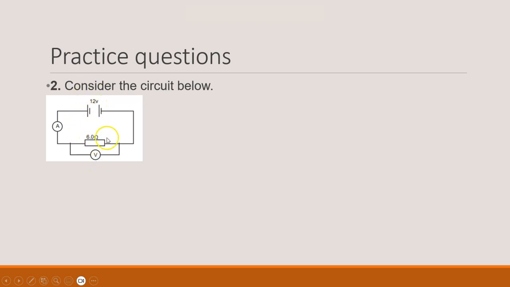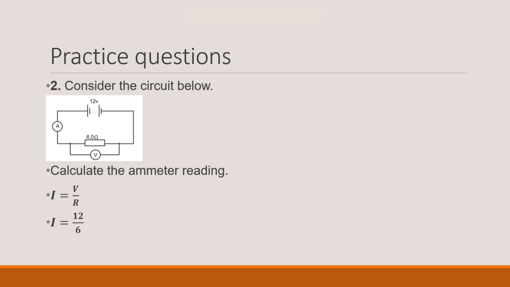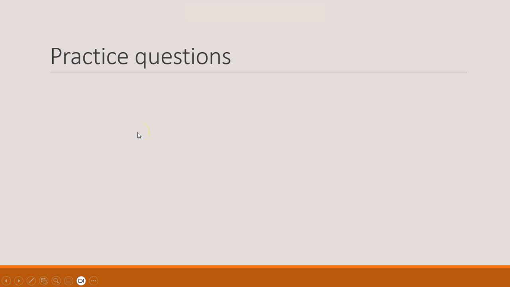Now, because we have the voltage and we have the resistance, we can easily calculate the current. Calculate the ammeter reading. I is equal to V over R, which is 12 divided by 6, which is 2 amps. Because the circuit is in series, we know that the current throughout the circuit will read 2 amps.